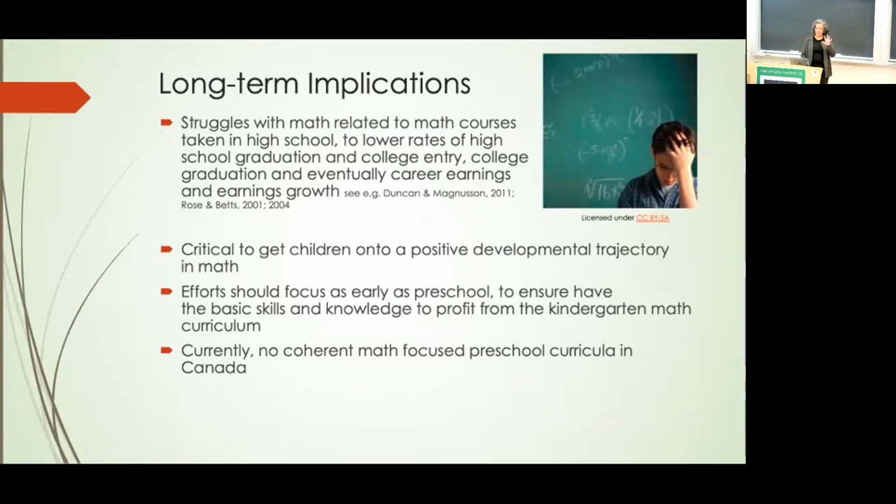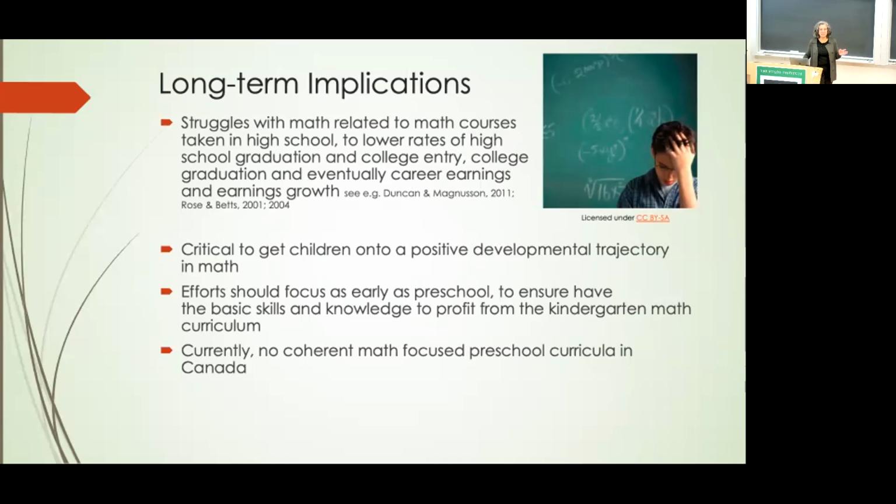So not only does difficulty with math have consequences early on in elementary school, but it tends to put you on a path where, unless the gaps in your knowledge or your struggles with math are addressed, you're probably going to stay on that path, which means you're going to have more struggles and more limitations as time goes on. So we know, for example, that struggling with math is related to the math courses that students take in high school. It's related to lower rates of high school graduation and college entry. It's related to college graduation and eventually to career earnings and also to earnings growth.